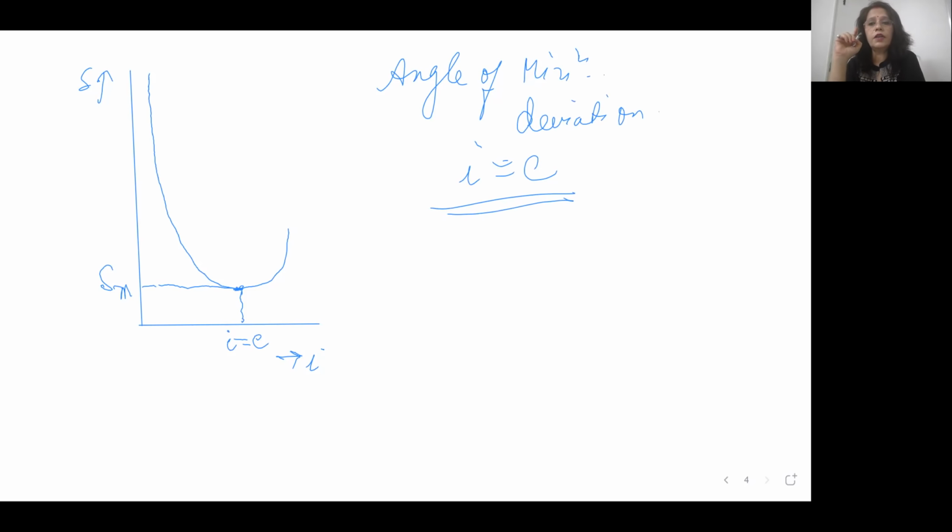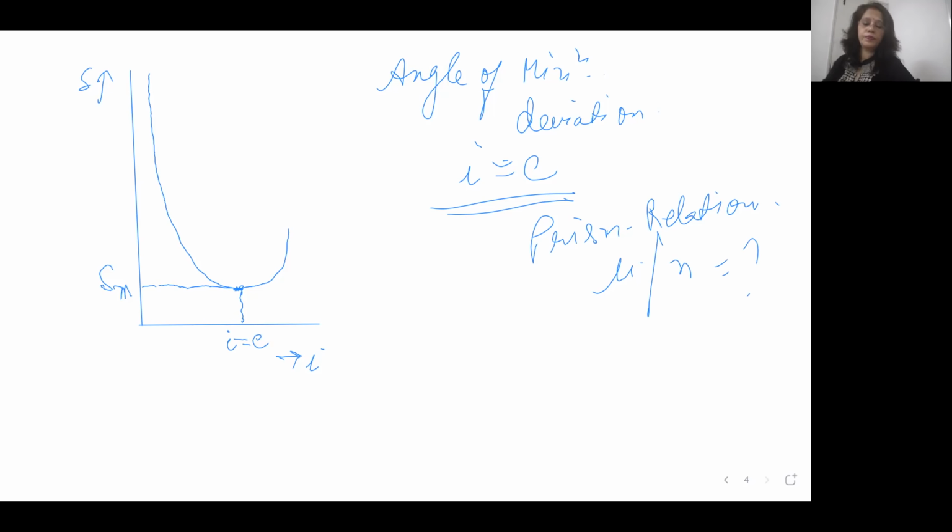Fine. Now, what is the refractive index? I mean to say, we are going to find the value for the prism. We say that prism relation. Nu is equal to, or n is equal to, someone denotes it by nu, someone by n. Both are equally right. So that is called the prism relation. What is that? See, n equals to what? Sine I by sine r.